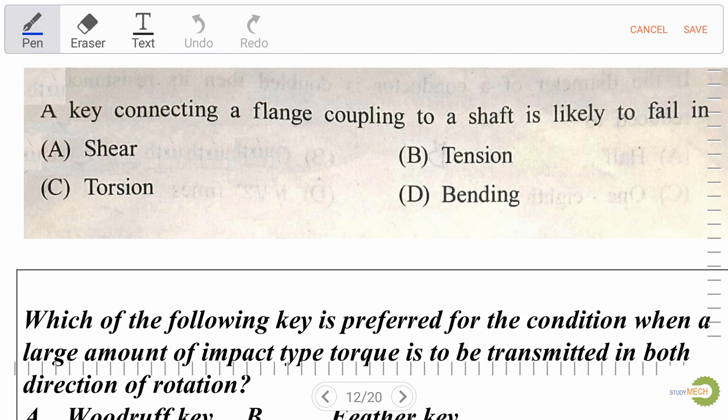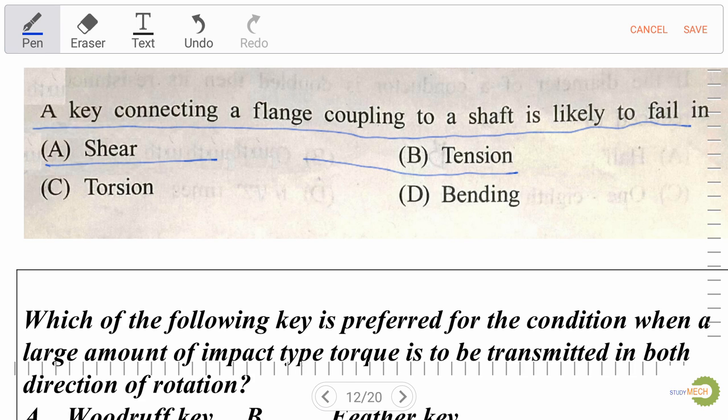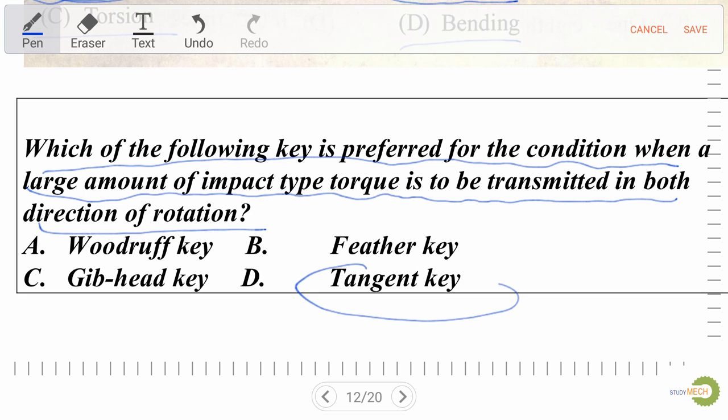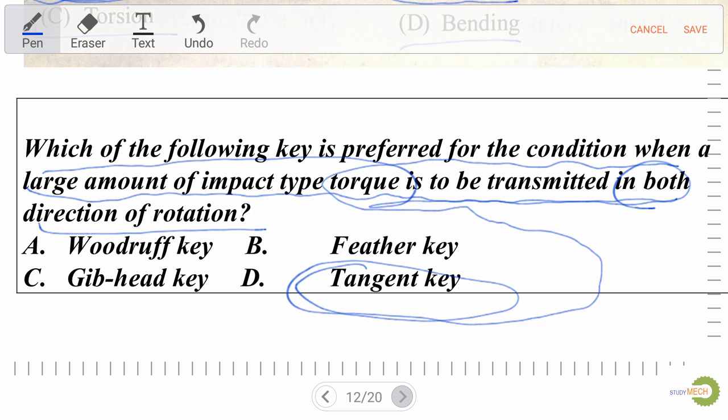Well, a key connecting a flange coupling to a shaft is likely to fail in option A, shear, option B, tension, option C, torsion, and option D, bending. Our right answer is option A, shear. Now, which of the following keys is preferred for the condition when a large amount of impact type torque is to be transmitted in both directions of rotation? Option A, Woodruff key, option B, feather key, option C, Gib head key, and option D, tangent key. Our right answer is tangent key, because tangent key is used to transmit large amount of impact type torque in both directions of rotation. Remember this.